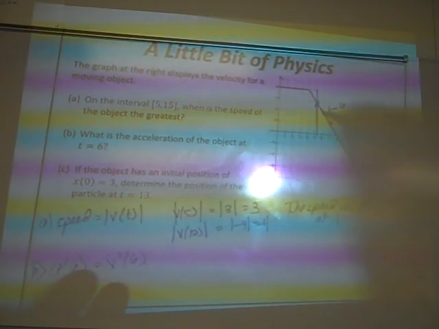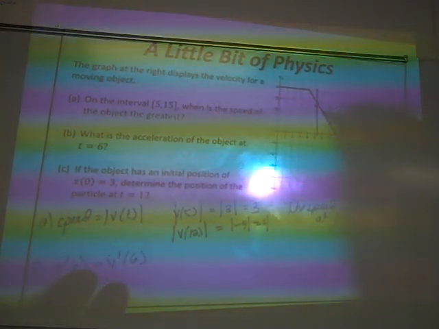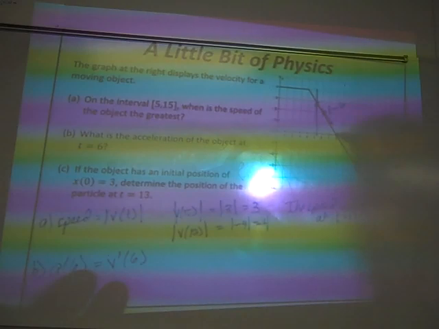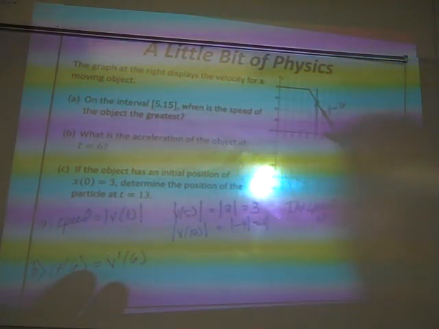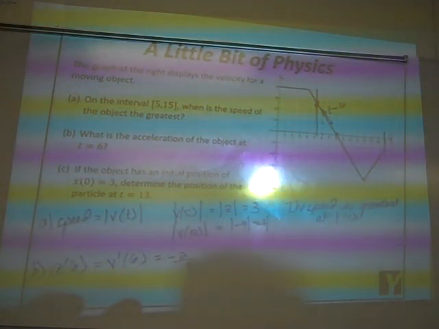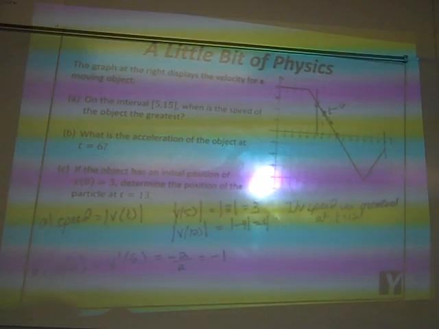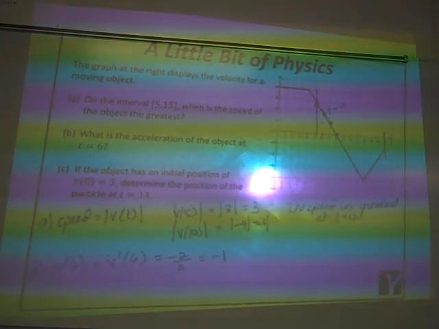If I want to find the slope, all I need to do is pick 2 points on the line, and I'm going to pick this point here, and I'm going to pick the x-intercept. I go down 2 spaces, I go to the right 2 spaces. The slope of the tangent line is -2/2, which is -1. That's going to be the acceleration at t equals 6.